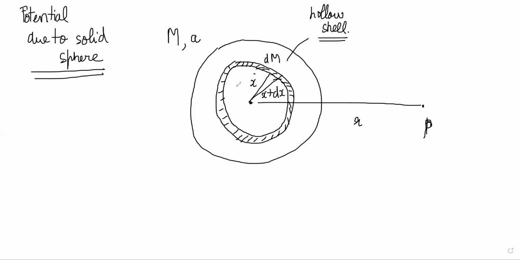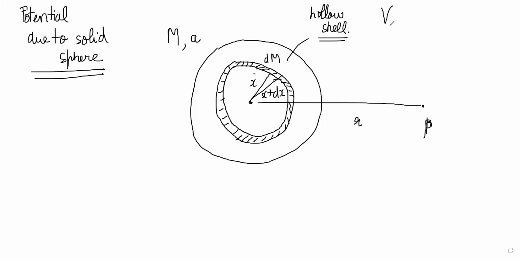There is a shell here. Is everyone understanding how there is a shell? You have cut out everything else. There are two layers, one layer of radius x plus dx, one of x, and in between there is mass. That behaves like a hollow shell, and we know the shell formula.